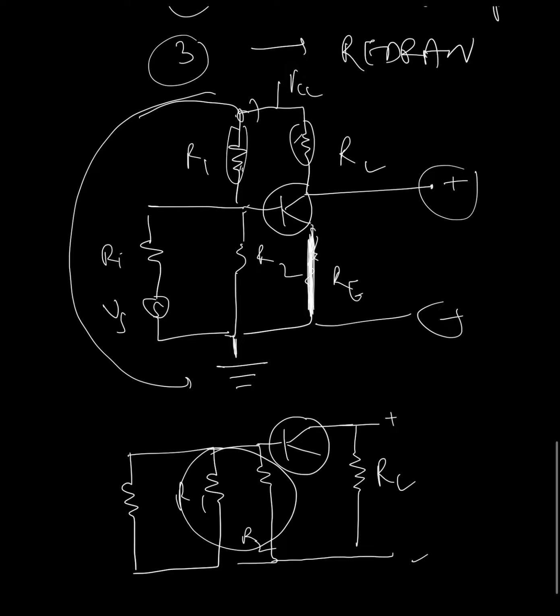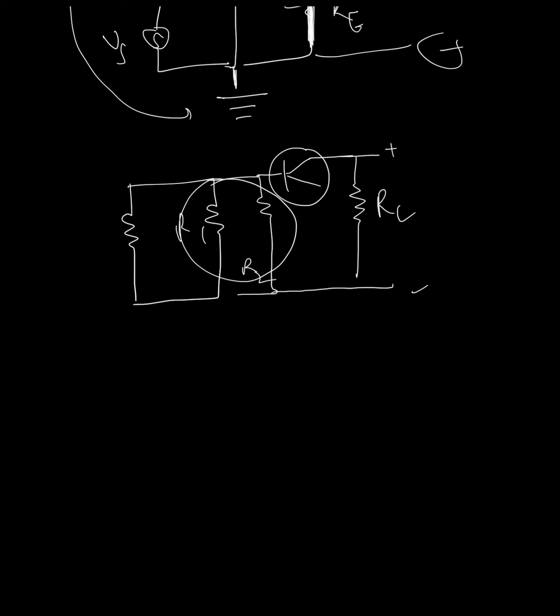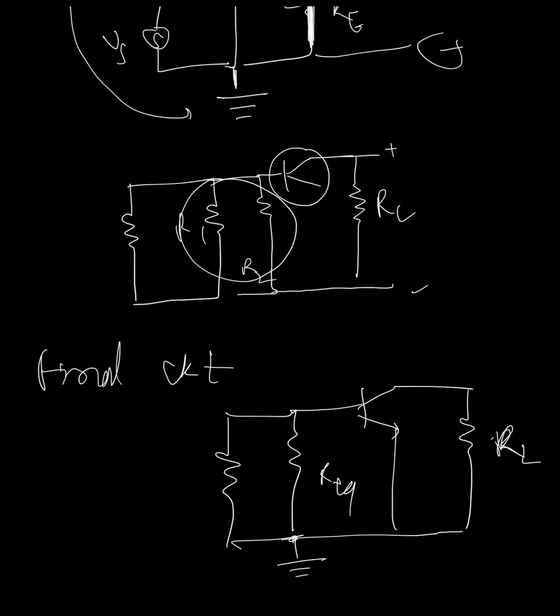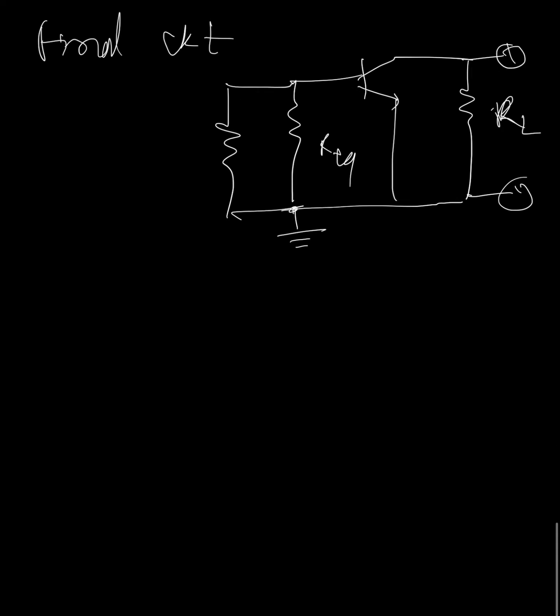so taking the equivalent of these, the final circuit looks like this. This is the R equivalent circuit. This is the RL circuit. This is the plus, this is minus. So this is the equivalent circuit.